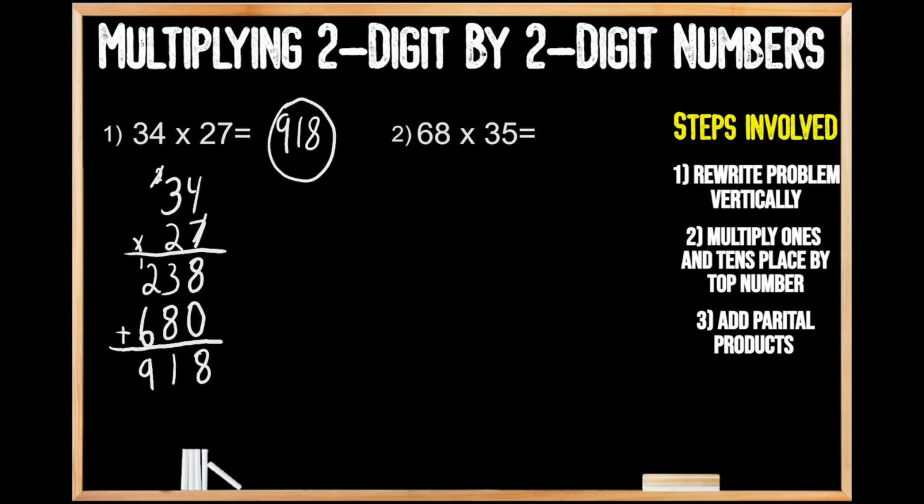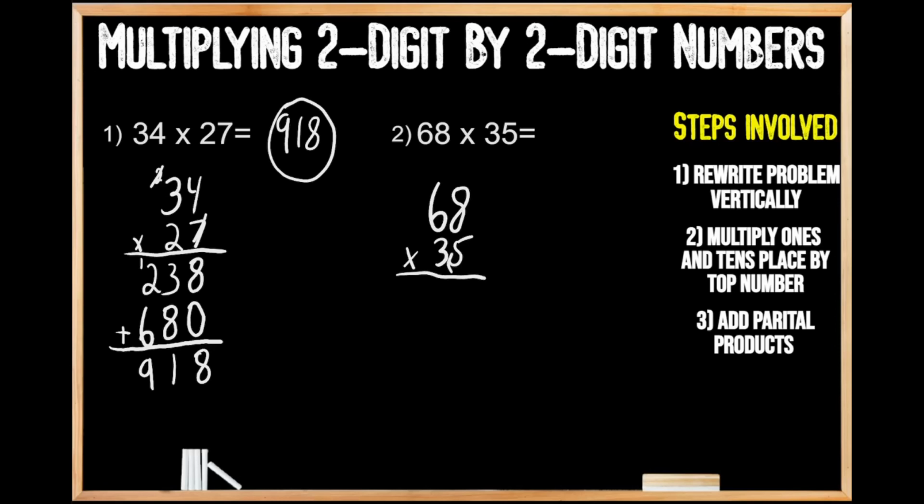Now we're going to move on to question number 2, where this time we're being asked to multiply 68 by 35. Remembering our first step is to rewrite the problem vertically, we're going to write 68 times 35. Now we're going to move on to step number 2, where we're going to multiply the ones and the tens place by the top number.